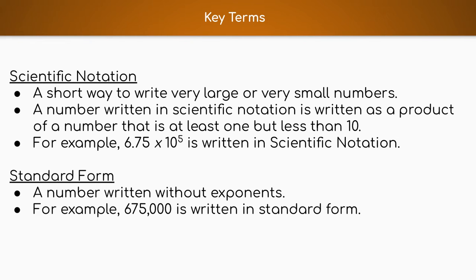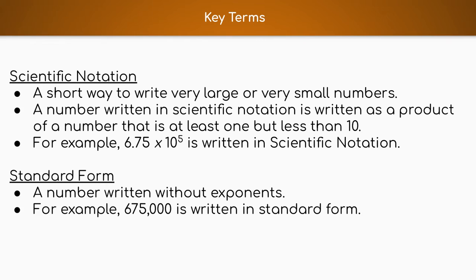Okay, so scientific notation. It is a short way to write very large or very small numbers. A number written in scientific notation is written as a product of a number that is at least 1 but less than 10. By product, we mean multiplication. Another key feature is it has to be at least 1, so it could be 1, but it also has to be less than 10. For example, 6 and 75 hundredths times 10 to the 5th power is a number written in scientific notation.